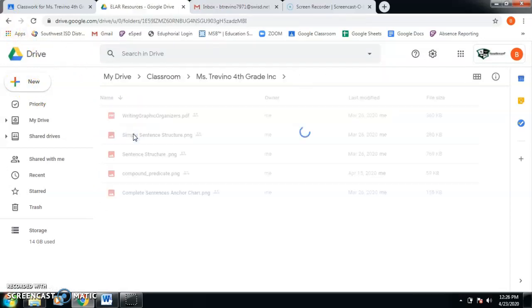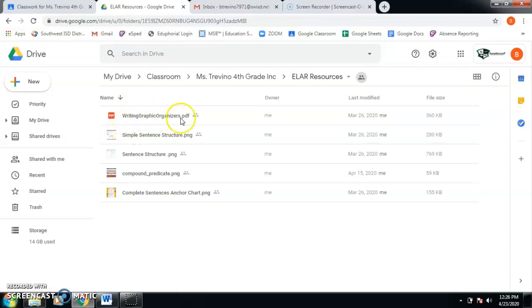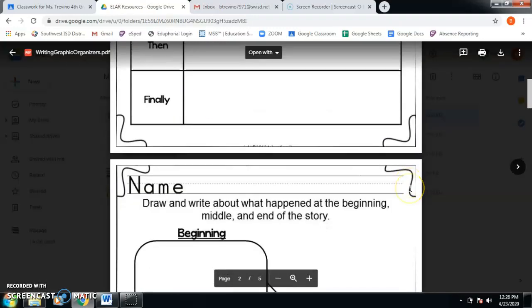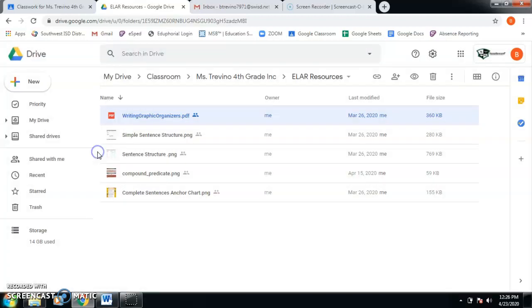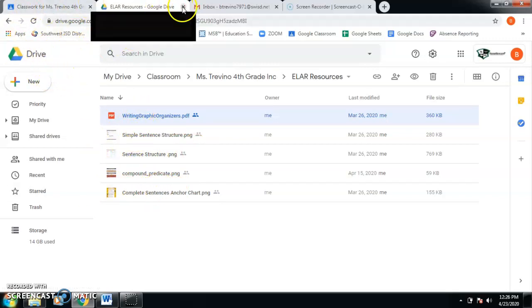And then you also have some ELAR resources. I put in some graphic organizers for you to use. Okay, so for brainstorming, you have those graphic organizers. And then I went over this last time, and this is all about sentence structure and what makes a complete sentence. Okay, so that's all found in our class drive folder.